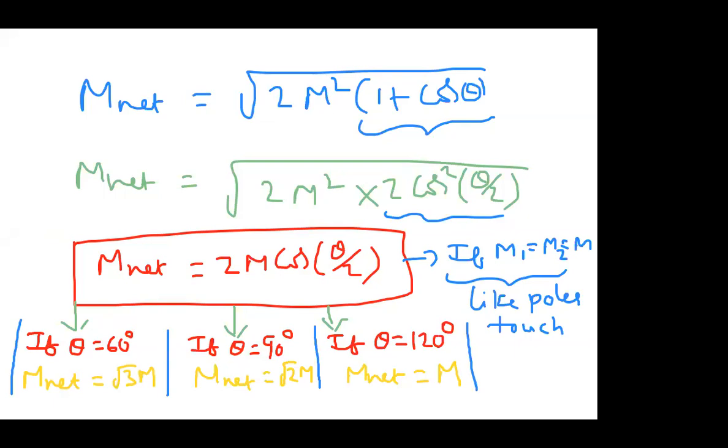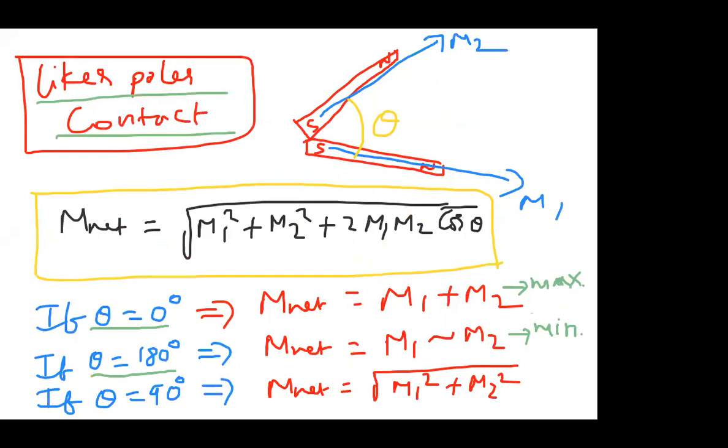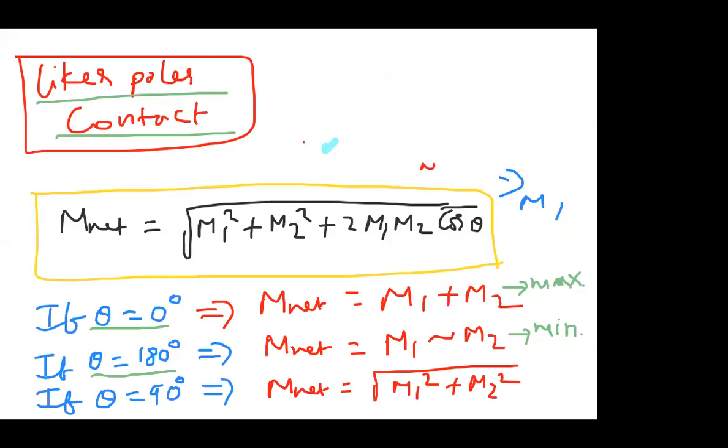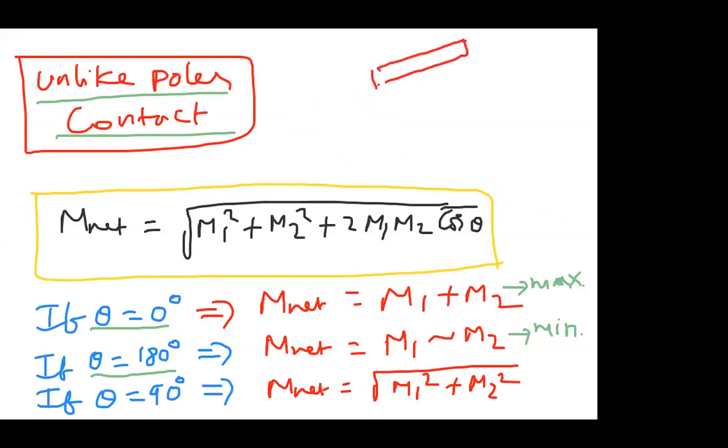Now let us observe what is the situation when unlike poles are in contact. Like poles in contact over. Now our target is unlike poles. Let us observe carefully. Here one magnet is there. This is the magnet, south pole, north pole. And here unlike pole means north and south.